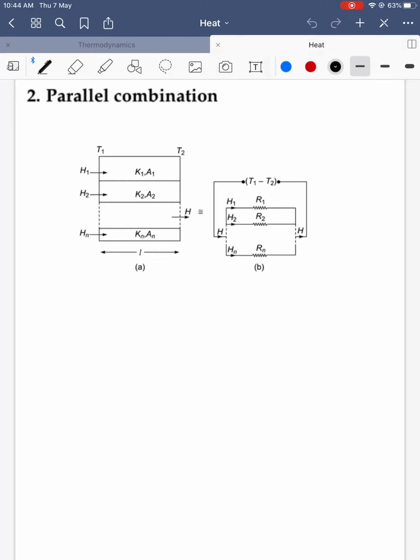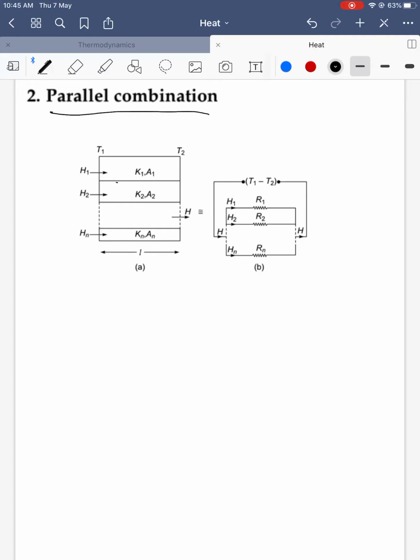Okay students, in this class we are going to see parallel combination of rods. In the last video we discussed series combination of rods. In this section we are going to see parallel combination of rods. You see these diagrams. In these diagrams all n different rods are given.